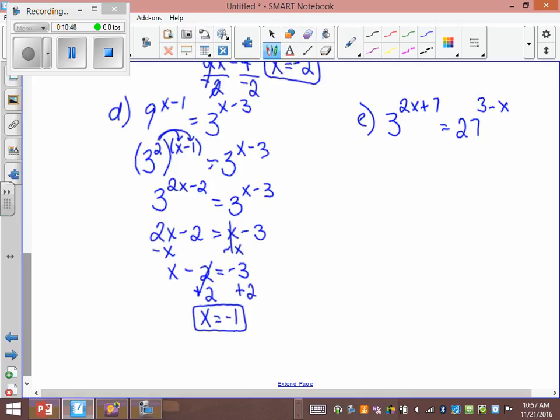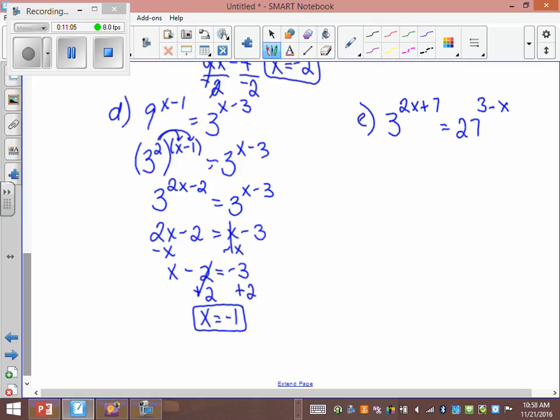I can plug it back into here. 9 to the negative 1 minus 1. Negative 1 minus 1 is negative 2. 9 to the negative 2 is 1 over 81. 3 to the negative 4 is 1 over 81. So it's right.